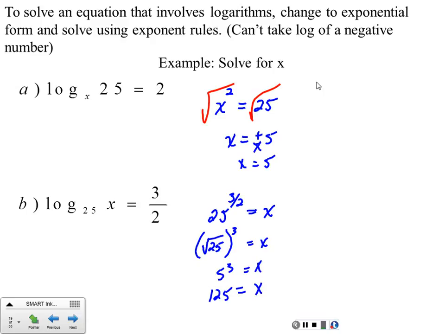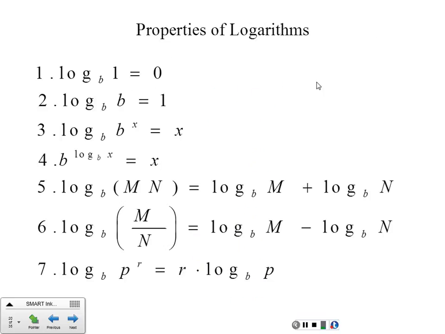17, not yet. Close, but not quite. All right, so let's look at these properties. To get to these properties, 1 through 4 comes straight off of what we've already talked about. Log of base to the 1 power is equal to 0. Basically, it's saying anything to the 0 power is 1.